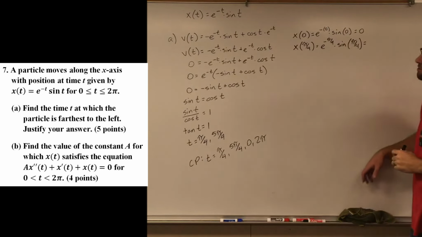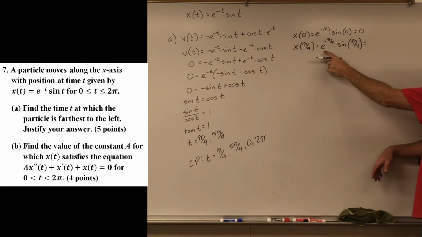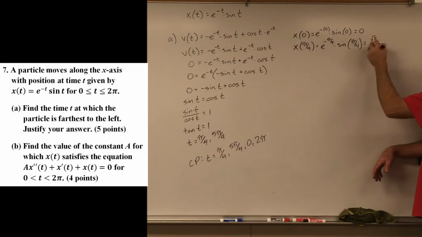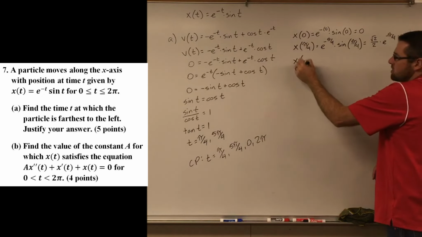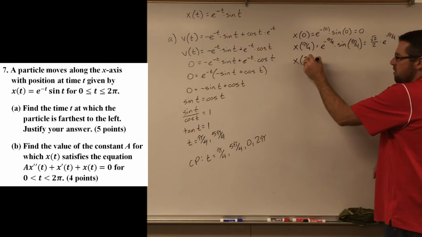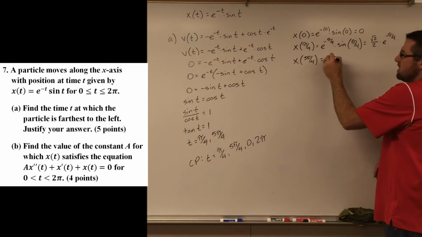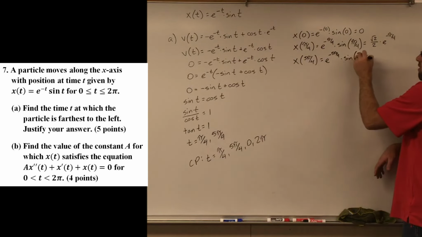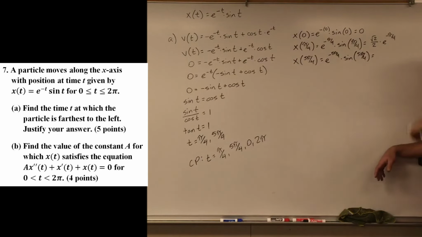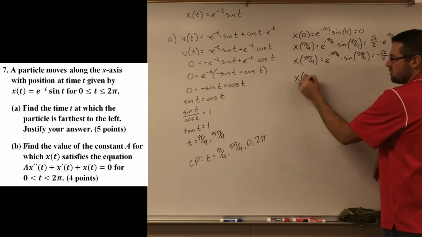What's sine of pi over 4? Rad 2 over 2? So I'm just going to leave this as rad 2 over 2 times e to the negative pi over 4. Gross. What's x of 5 pi over 4? E to the negative 5 pi over 4 times sine of 5 pi over 4. What's sine of 5 pi over 4? That's going to be negative rad 2 over 2, isn't it? Times e to the negative 5 pi over 4. And the last one, x of 2 pi.